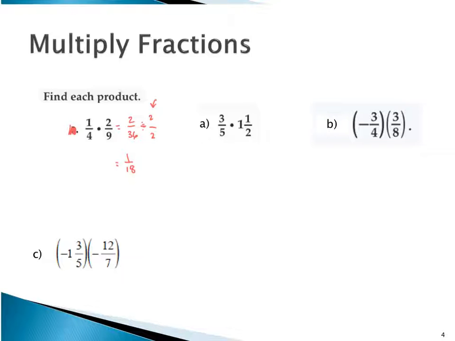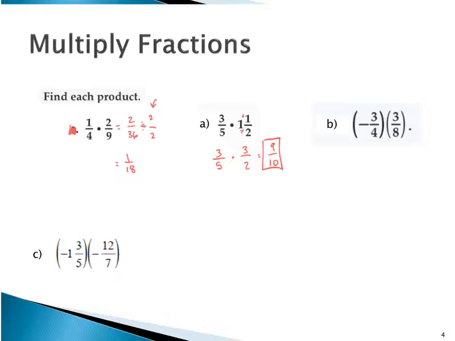Now on to B. Again, we got to deal with that mixed fraction. So 2 times 1, 2, plus 1 is 3 over 2. Multiply across the top, 9 over 10. Now I'm going to check to see if it simplifies. It does not, so this is my answer.